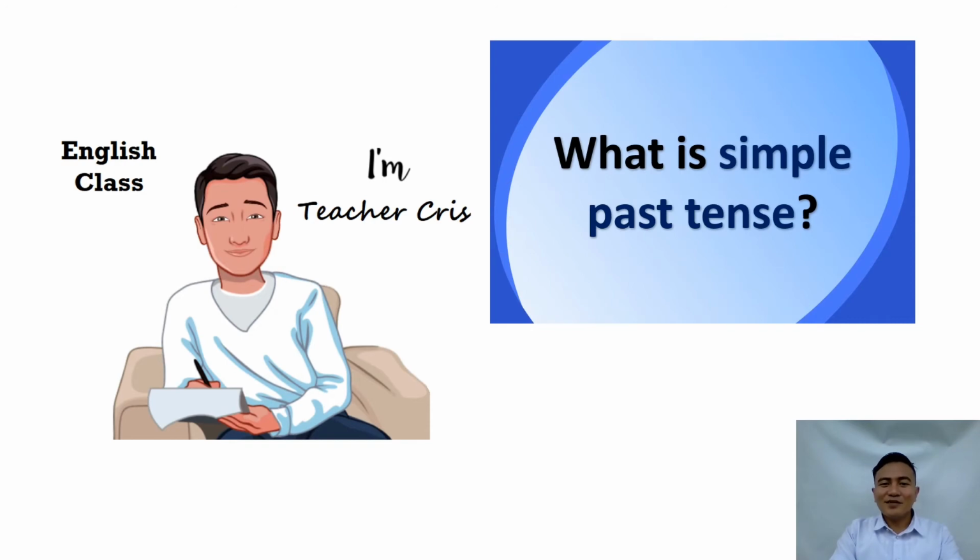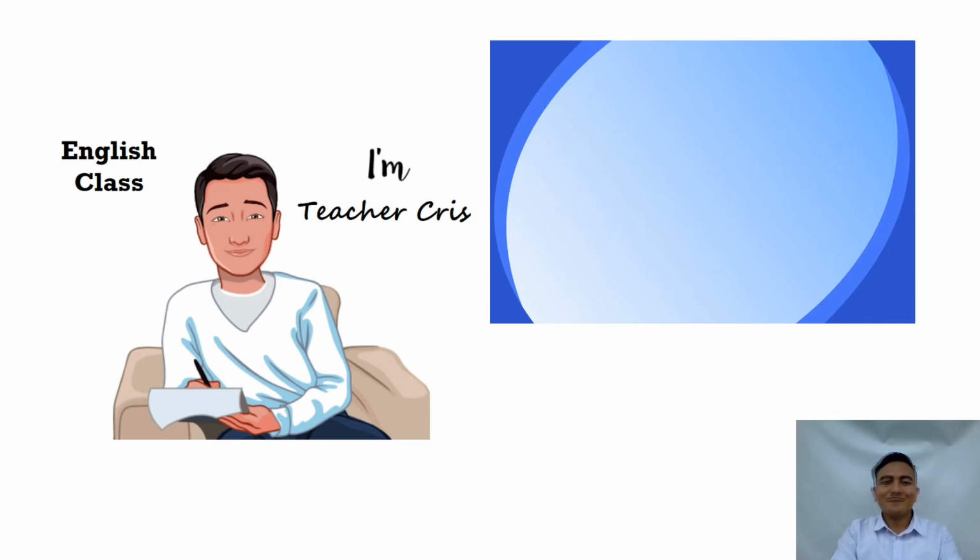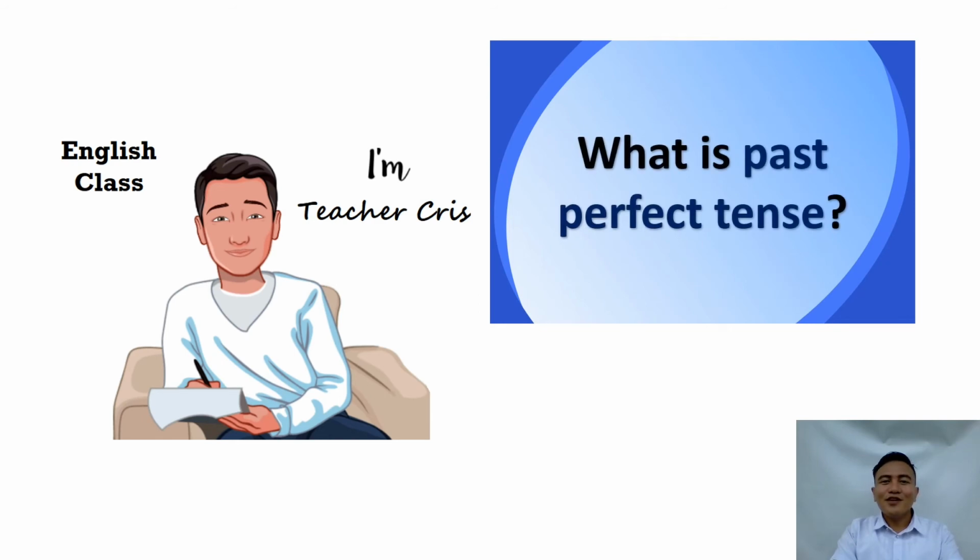What is simple past tense? Simple past tense expresses an action in the past. It can also be used for actions taking place one after another or in the middle of another action. What is past perfect tense? Past perfect tense expresses an action taking place before a certain time in the past.